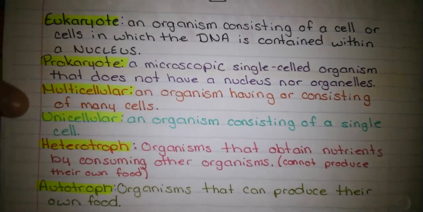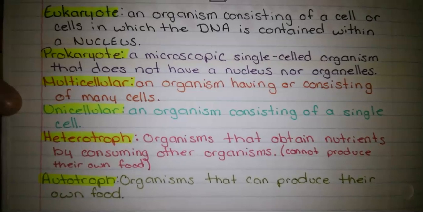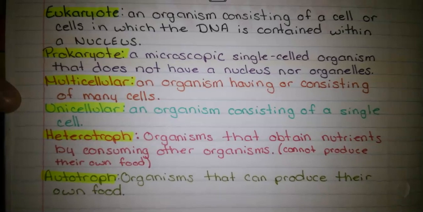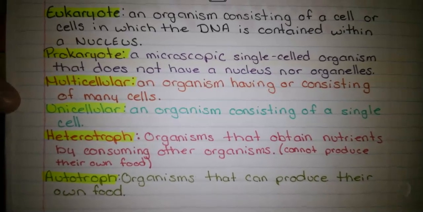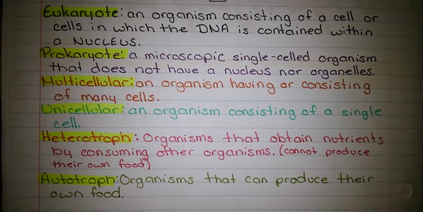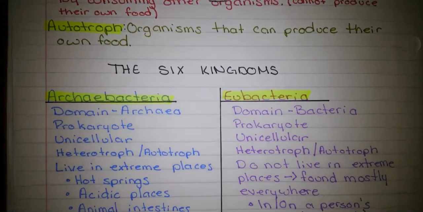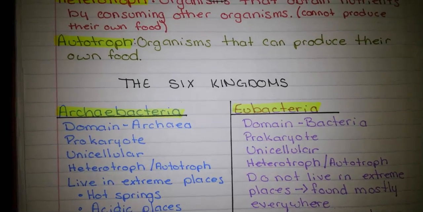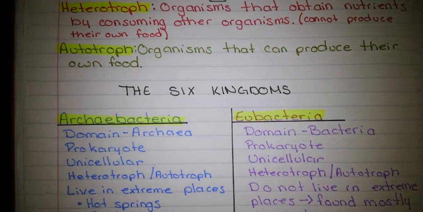So yesterday we went over our vocabulary, right, which is eukaryote, prokaryote, multicellular, unicellular, heterotroph, and autotroph. And then we started off with two of our 6 kingdoms, which were archaebacteria and eubacteria. So what we are going to be doing today is we are going to finish off those 6 kingdoms. And the first kingdom we're going to focus on is going to be the kingdom Protista.